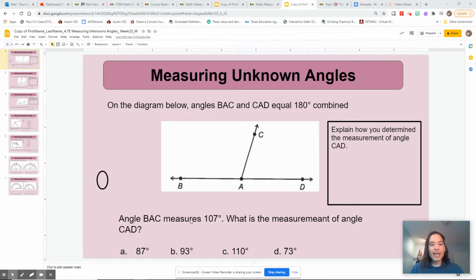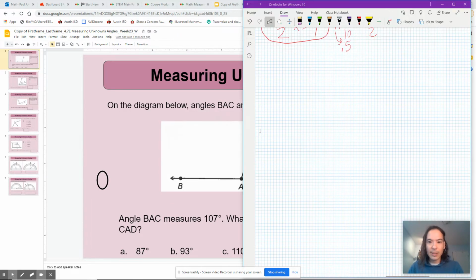It says angle BAC measures 107 degrees. What is the measurement of angle CAD? Now they told us all together it's 180 degrees, so basically giving us a subtraction problem. 180 minus 107 should give us our answer. All right, so let's go ahead and do that.